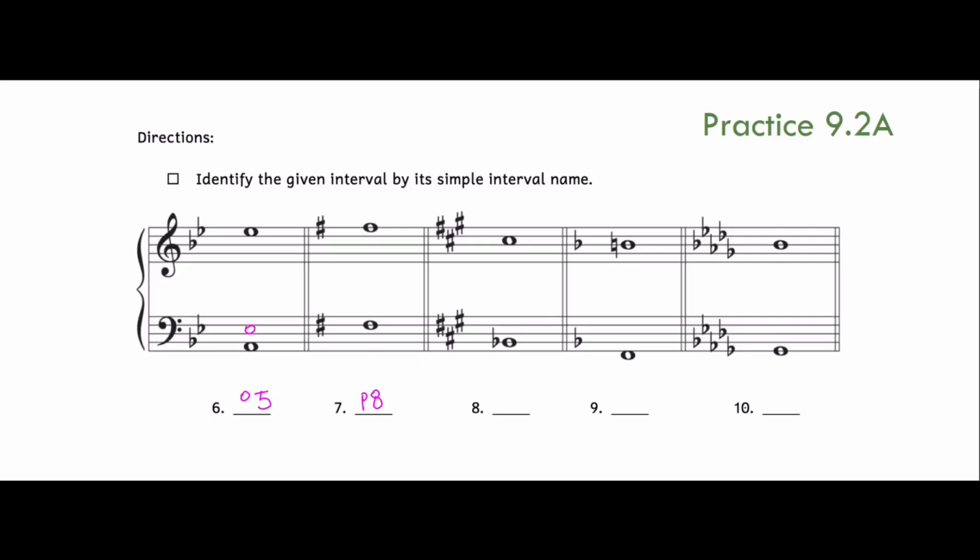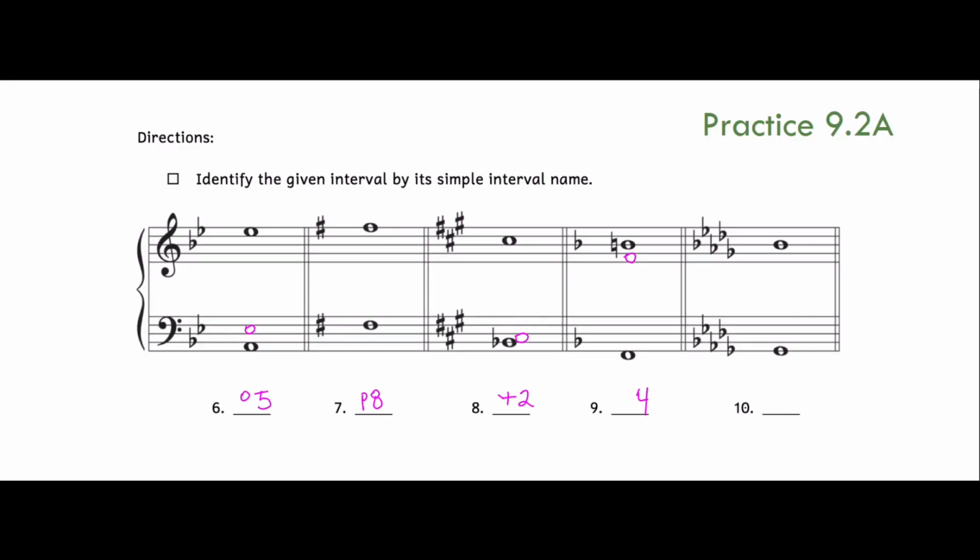All right, number 8. Let's go ahead and move the C sharp down here. This is some kind of second. Now notice there's a B flat and a C sharp, so we know it's either augmented or diminished. So if B flat to C is a whole step and C sharp makes it bigger, this is an augmented second. Number 9, let's move this F up here. This is a fourth.